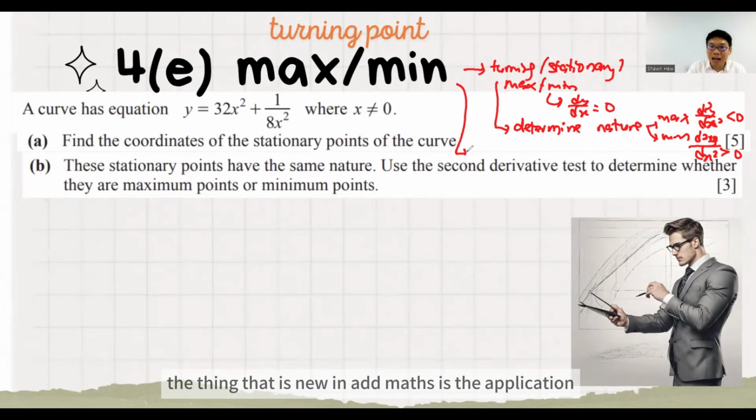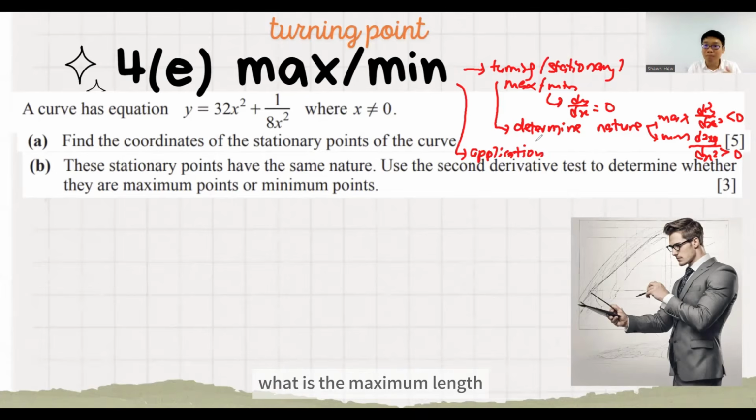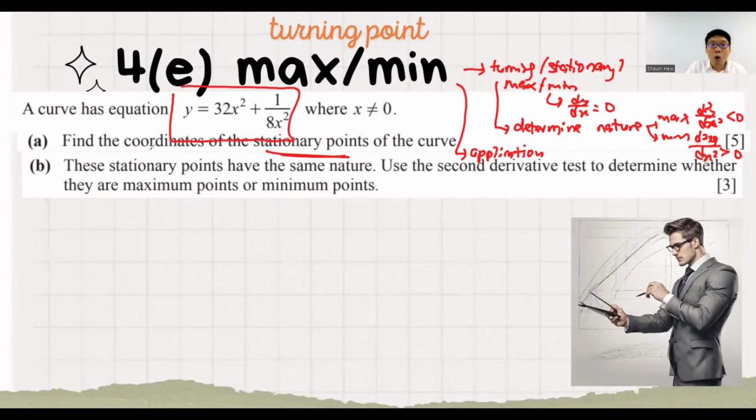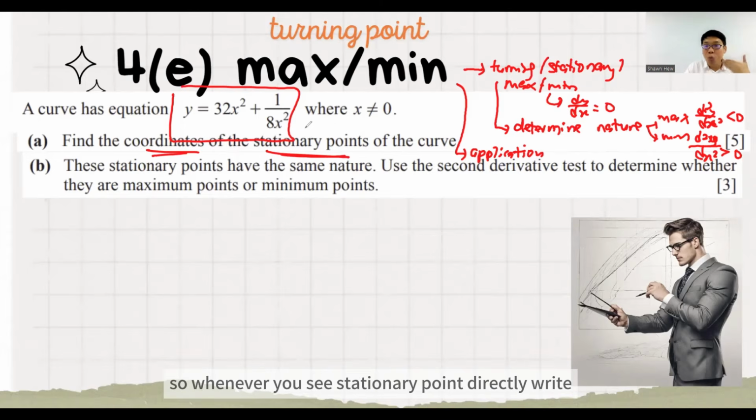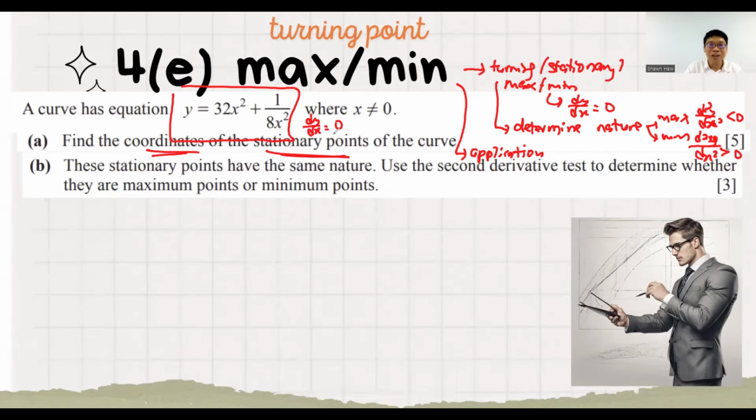The new thing in MS is the application. For example, the question asks you to find the maximum length, maximum area, minimum volume, this kind of situation. So let's see this first question. The question gives us the equation and asks us to find the coordinates of the stationary point. So whenever you see stationary point, directly write dy dx equals 0. To find the coordinates, we just do dy dx.